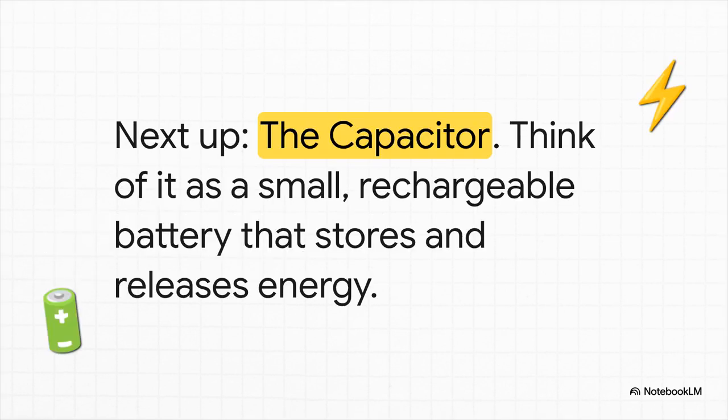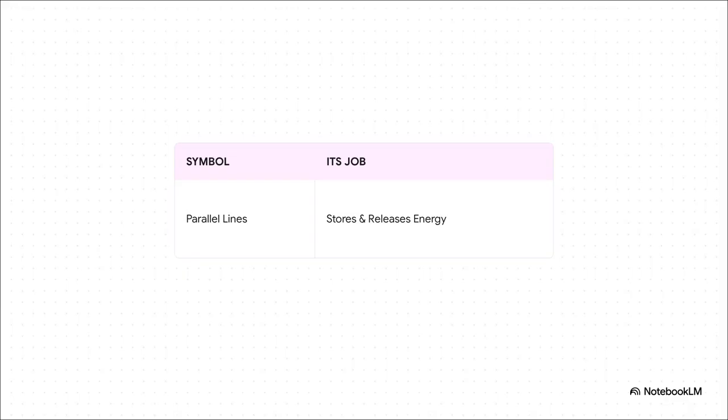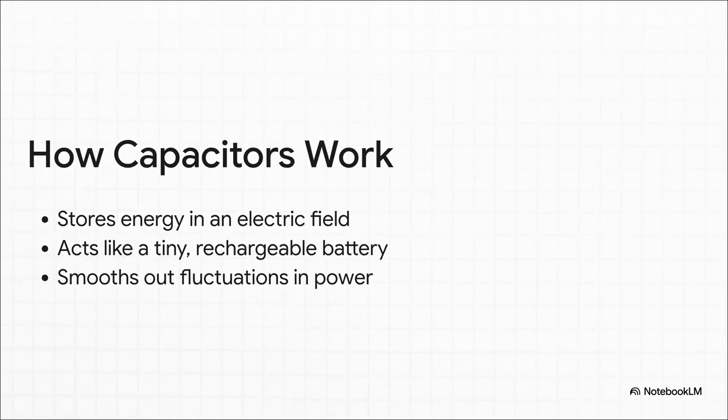Next up, meet the capacitor. Now, if the resistor is a speed bump, the capacitor is kind of like a tiny, super fast water tank. It can fill up with energy almost instantly and then dump it all out in one quick burst when it's needed. So those two parallel lines in its symbol, they actually represent two little metal plates with a tiny gap between them. And that's where all the magic happens. The capacitor stores energy right in that gap, acting like a tiny electrical reservoir ready to go at a moment's notice. You can almost think of it as a shock absorber for electricity.